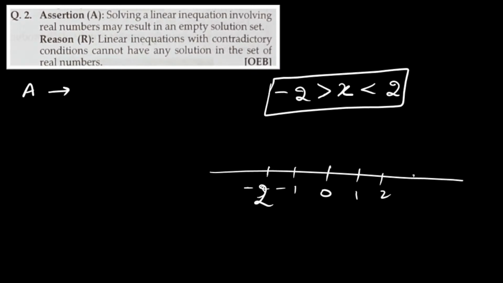x is not this one, so x is greater than 2. x is greater than 2 means the solution will go to this side. x is less than minus 2, so it will go this side. Do you think we have any solution for this one? Solution means the common part should be there. For this one, do you think we will have any solution?